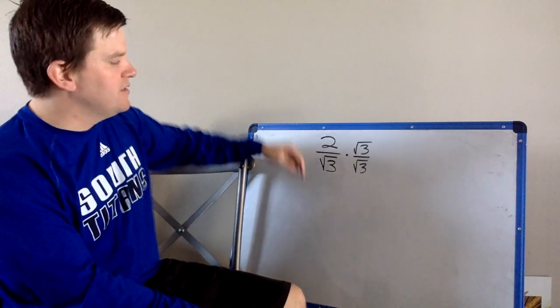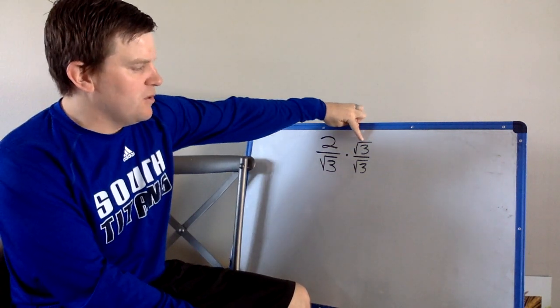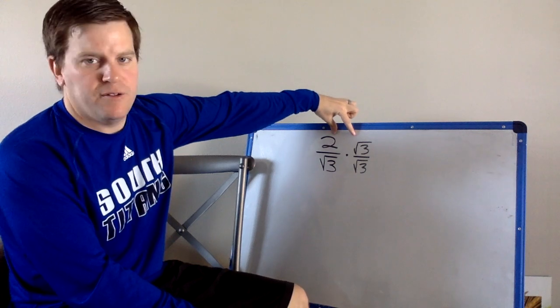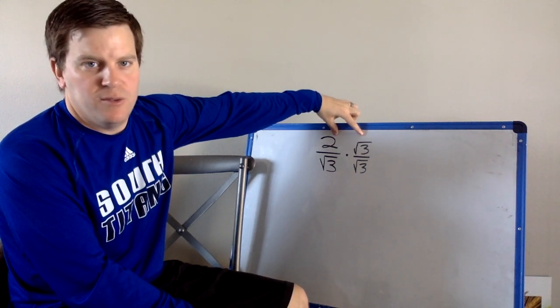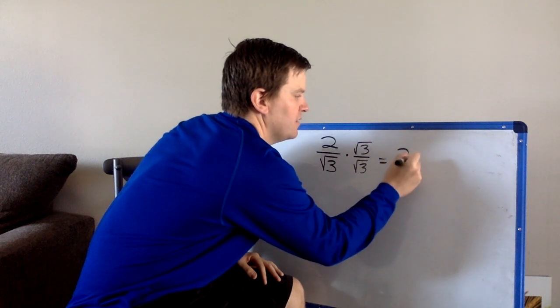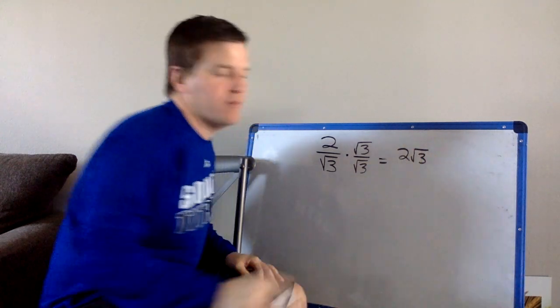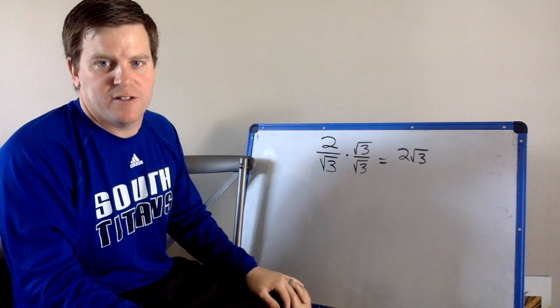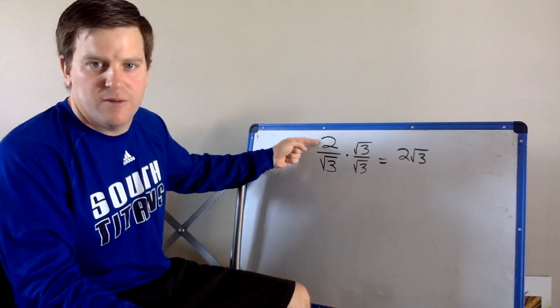Okay, now watch what happens. The top, 2 times the square root of 3. Be careful, they're not both radicals, so we can't multiply the 2 and the 3 together. What we need to do is just write them right next to each other. It's just 2 square root of 3. Be careful there. Don't make that square root of 6, because that one's not underneath the radical.